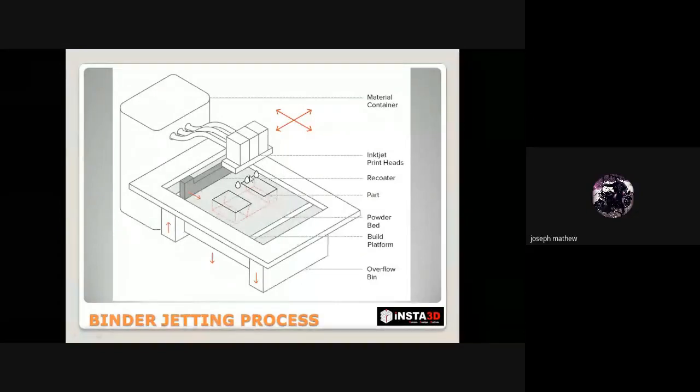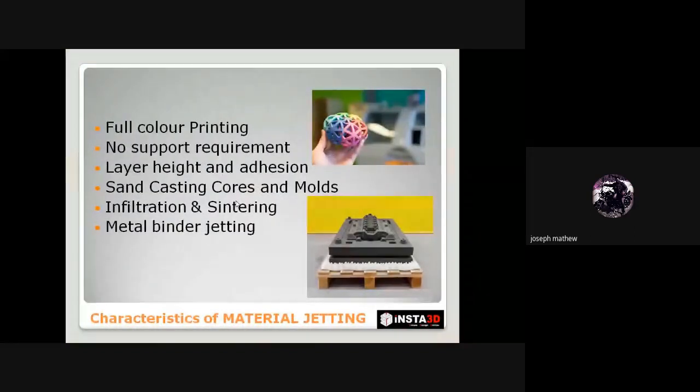Here you can see the machine, how the binder jetting process takes place. You will have inkjet print heads connected to the material container where the binder material is stored, and it gets deposited onto the build platform. The build platform moves in the downward direction. Once the powder bed is filled with the material, the recoater, this black recoater, coats the material over the powder bed, and the binder is applied through the inkjet print heads, and the final product is obtained. Here, support structures are not required because, as in SLS technology, the powder itself acts as the support structure for the build component.